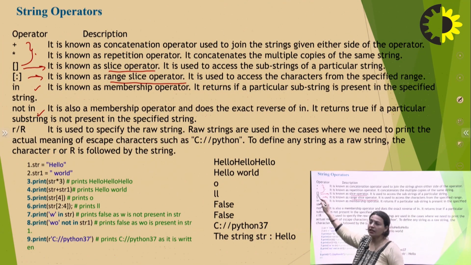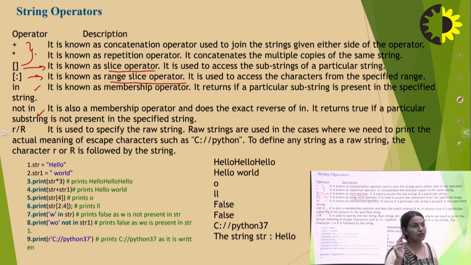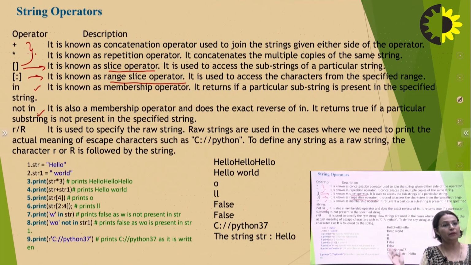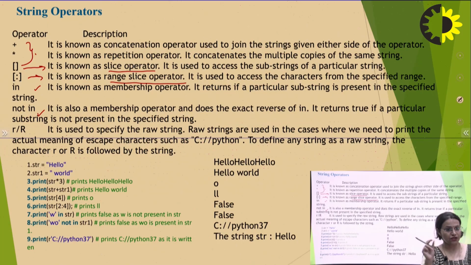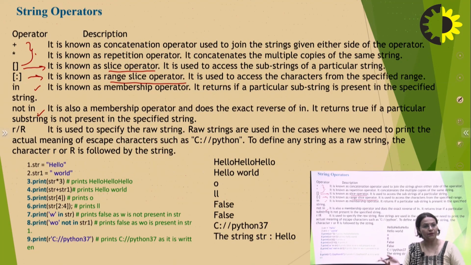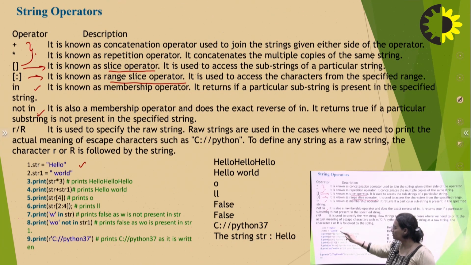Similarly, star, which is a multiplication operator in mathematics, will here be a repetition operator or replicator operator. So it will repeat the string you are writing, the number of times specified. It will be shown with the help of an example. Suppose there is a string hello, and there is a second string hello in the world.